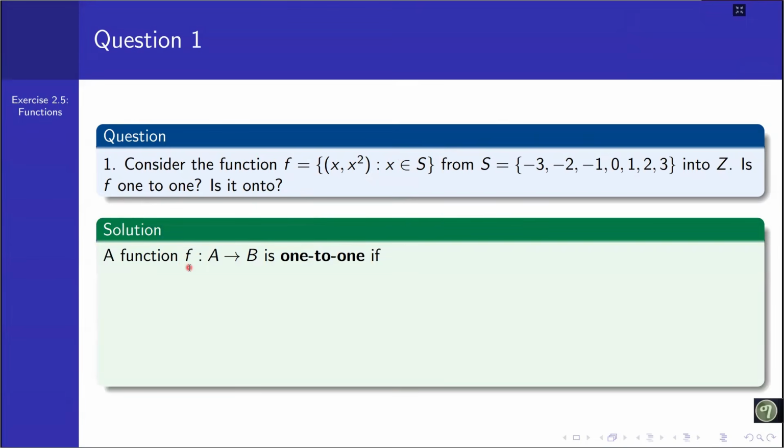A function f which is defined from A to B is said to be one-to-one if for every a1 and a2 which is an element of the first set, that's simply set A, which is the domain of the given function, f of a1 is equal to f of a2 implies a1 is equal to a2.